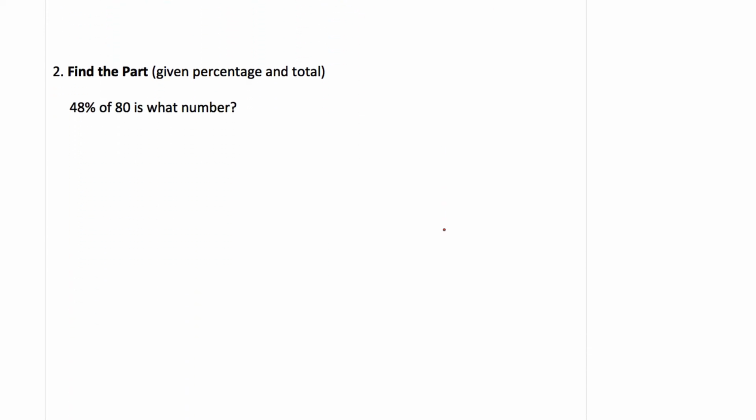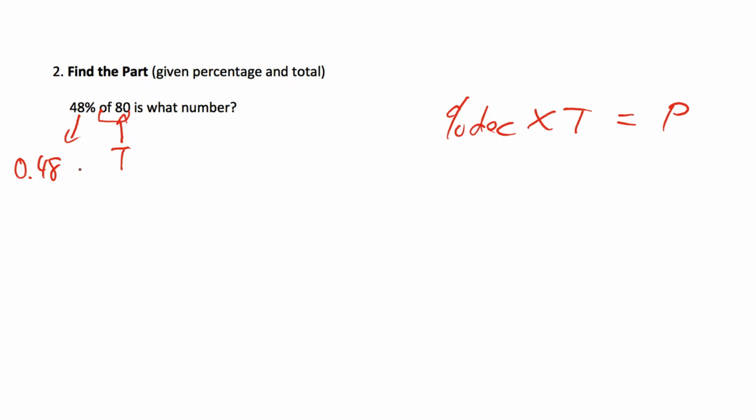If we want to find the part, then we will have to be given the percentage and the total. An example of that is this. You want 48% of 80. The of 80, out of 80, implies that the 80 is the total. This is your percentage, so we'll turn that into a decimal. And then we'll use our base formula, percentage as a decimal, multiplied by total, to get part. So 48%, 0.48, multiplied by 80. If you calculate that out, you will get 38.4.